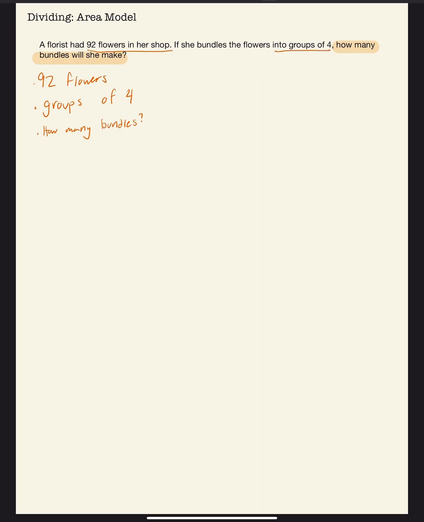So one of the first parts is a dividend, which is the large number that is being separated into smaller groups. So for this problem, my large number is my 92 flowers because I need to take those 92 flowers and separate them. Okay, so this 92 is my dividend.